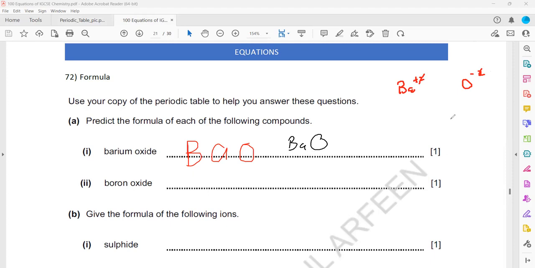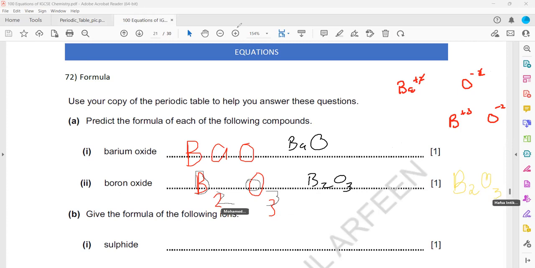Boron oxide. Boron is a group 3. What is the formula of boron oxide? Boron is only B, not Ba. So it will be B2O3. When the valencies are not the same, we just simplify the valency and cross multiply, but it cannot be further simplified, so we cross multiply.